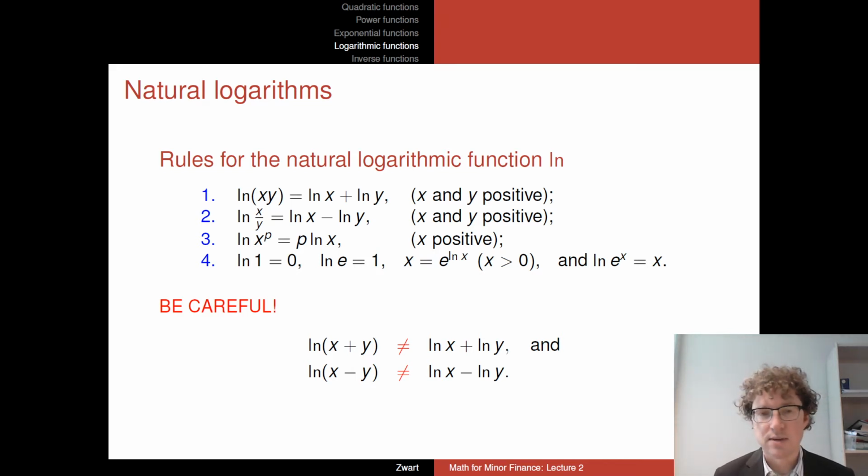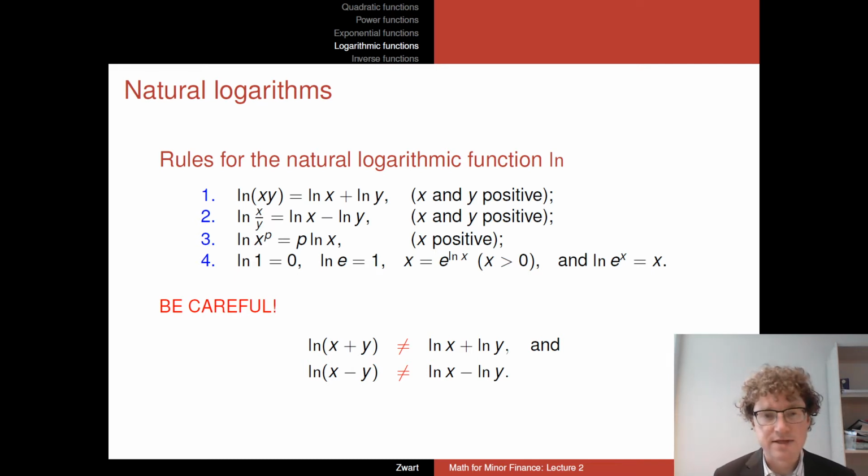In a similar spirit, the log of x divided by y, so the log of a quotient, with again x and y two positive numbers, is the difference of the logs. So the log of x divided by y equals log of x minus log of y. In the third example, you look at the log of a power, so the log of x to the power p equals p times the log of x. So if you see a power under the logarithm, you can take this power and put it in front of the logarithm, which is going to be very useful.